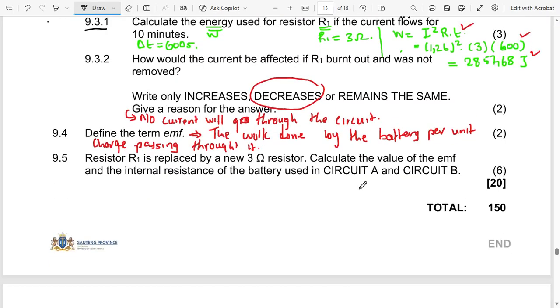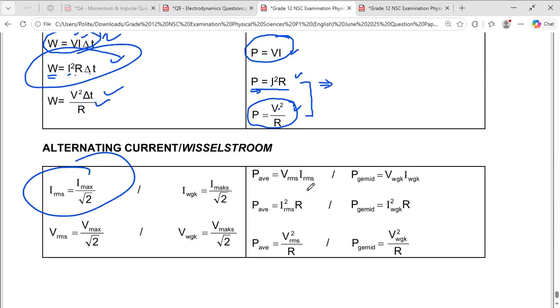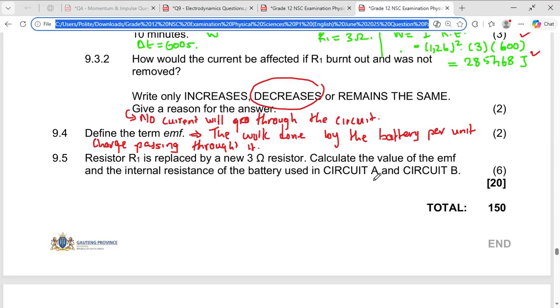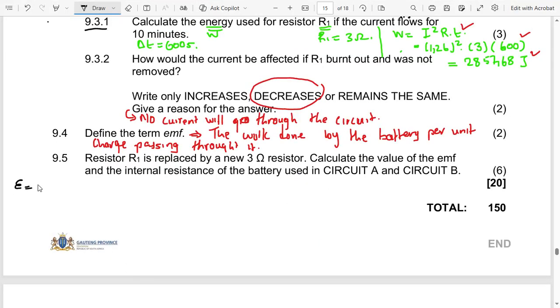So now they want us to calculate the EMF and the internal resistance of the battery used in circuit A and circuit B. I know the formula for EMF, you'll get this formula at the back of your question paper. Let me just go on and remind myself of the formula. The formula for EMF: E is equal to the current into R plus small r.